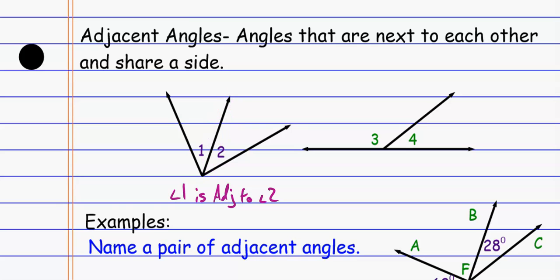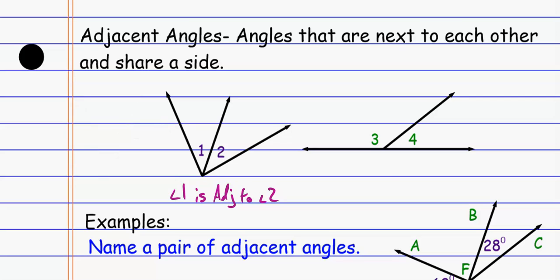Like if I drew it like this, if I had angle 1 like this, and then angle 2 like this, that's no good. These are not adjacent angles because they don't start at the same spot. So they have to start at the same spot. They have to be right next to each other, butted right up against each other, and share that side. And notice they don't share that entire ray, and that's the problem. They have to completely share that ray, so they have to start at the same spot.